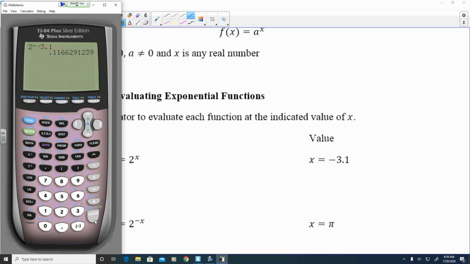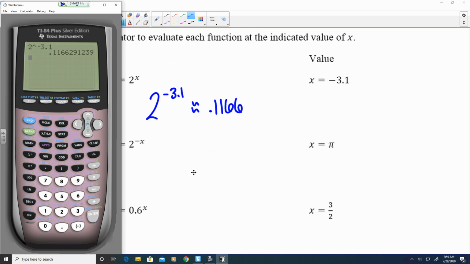is approximately 0.116629. We'll go to 4 decimal places. Okay, and then 2 to the negative x, so this will be 2 to the negative pi. And since it gave me the pi symbol and not 3.14, please use the pi symbol. Okay, 2 to the negative pi is approximately 0.1133.